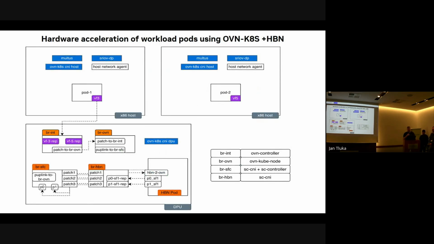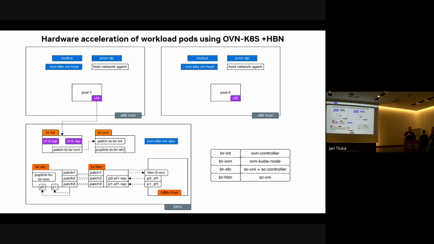Now, this is more complicated because we add another service. So we add HBN here. HBN is just Cumulus OS inside an image that runs on the DPU. That's it, basically. It's a full-fledged router that you can use to do routing, BGP, firewalling, ECMP, and so on. So it has all the goodies. In our case, we use it in conjunction with OVN Kubernetes.